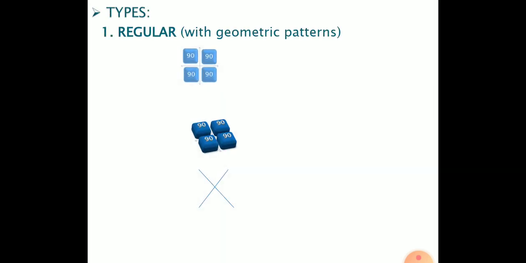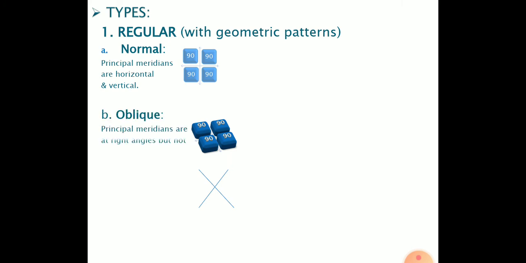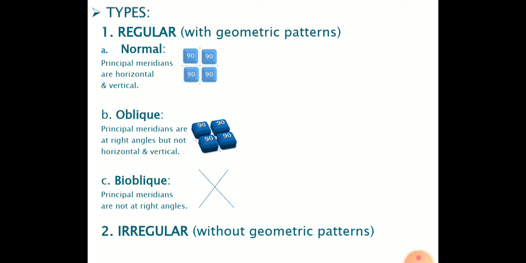Types: regular, with geometric pattern. It has 3 types. One is normal, where principal meridians are horizontal and vertical. Next one is oblique, where principal meridians are at right angles but not horizontal and vertical. And number 3 is bioblique, where principal meridians are not at right angles. And next is irregular, without any geometric patterns. Regular astigmatism are subdivided into simple, compound, and mixed.